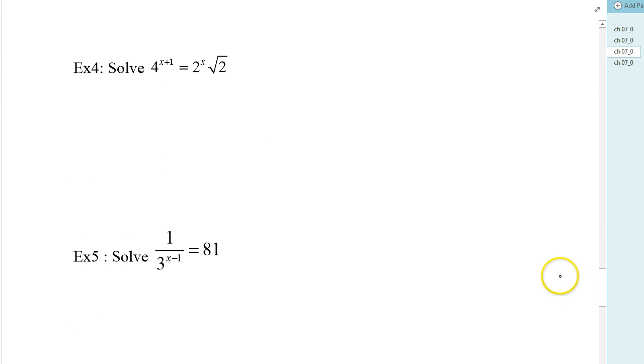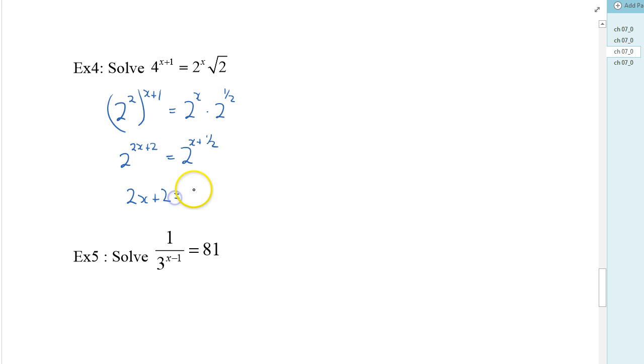Okay, example number 4. Here I have a 2 and a 2 and a square root of 2. So 4 is the same thing as 2 to the power of 2, and then that is to the power of x plus 1 is equal to 2 to the power of x times 2 to the power of 1/2. So on the left hand side, the power to the power multiplies, so I get 2x plus 2 is equal to 2 to the power of, now remember to combine those with a single base, I'll get x plus 1/2. And so 2x plus 2 is equal to x plus 1/2.